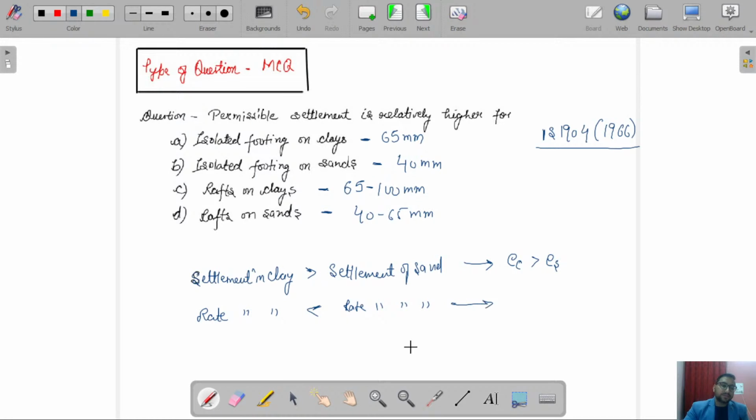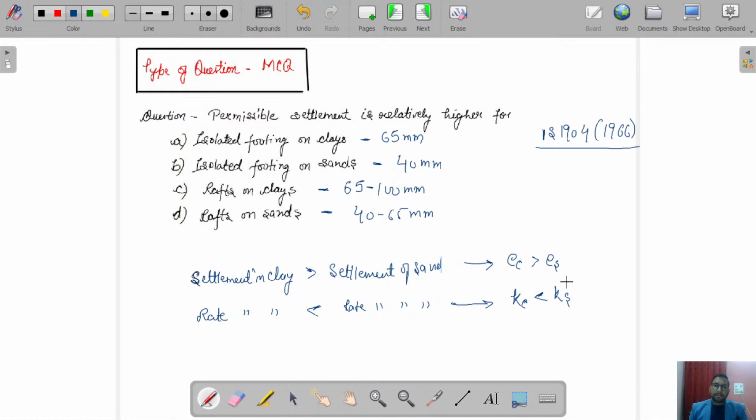What is the reason? As the permeability of clay is less than the permeability of sand. Ultimately the settlement is the decrease in void ratio. Now when will the void ratio decrease? When water expels out from the voids. Only when the water in your voids expels out will there be a decrease in void ratio.